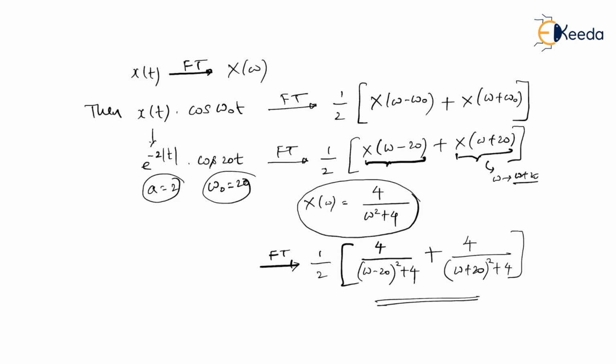So now I'm sure you understood how to use the modulation property. Don't forget, if I'm multiplying with cos, this is the formula. Let's say x of t when multiplied with sine of omega naught t, then its Fourier transform is 1 upon 2j times X of omega minus omega naught minus X of omega plus omega naught.